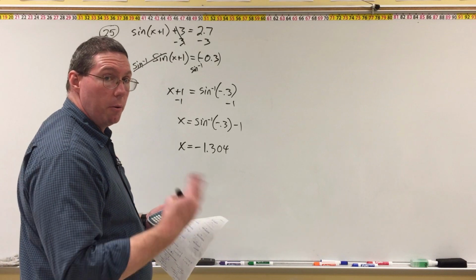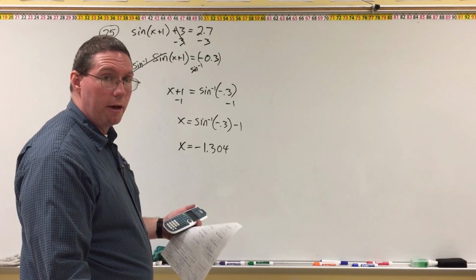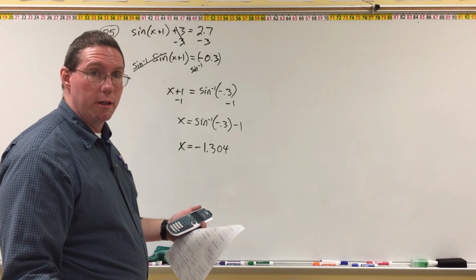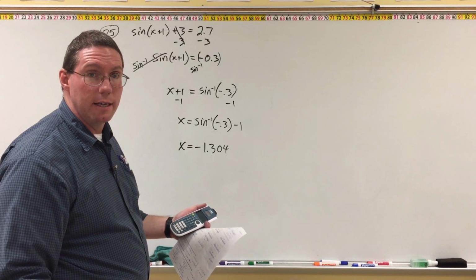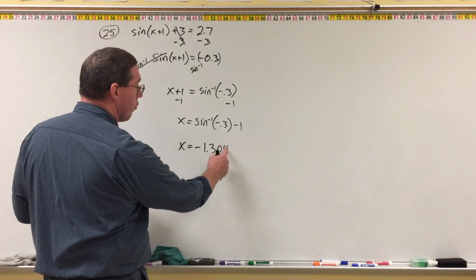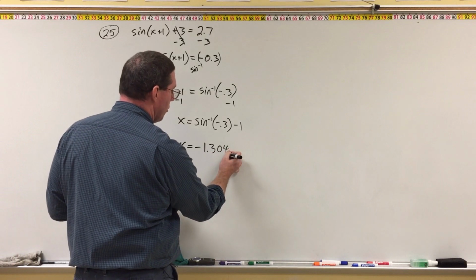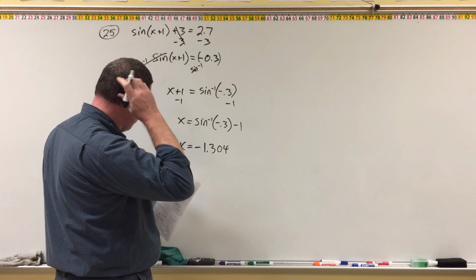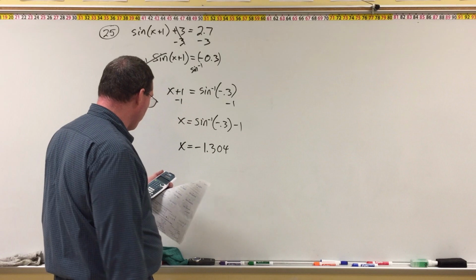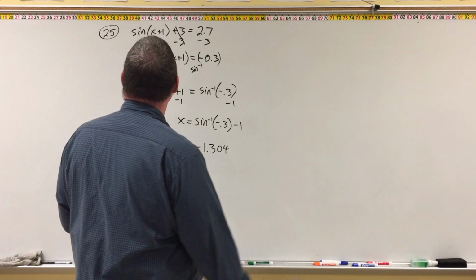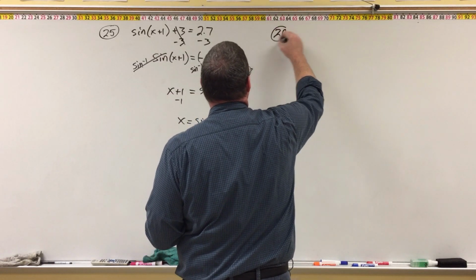That's fine too, but we're now moving from pre-calculus over to calculus. And when I teach you in calculus, I'm going to teach you how to truncate instead of rounding. So we're truncating to the third decimal here, and we're going to put negative 1.304. Okay. All right, let's do question number 26 then.